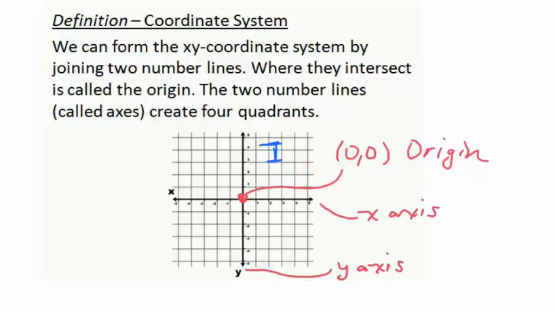is called quadrant 1. If we move over to the left, we get quadrant 2. If we move down, we're in quadrant 3. And one more step to the right gives us quadrant 4.